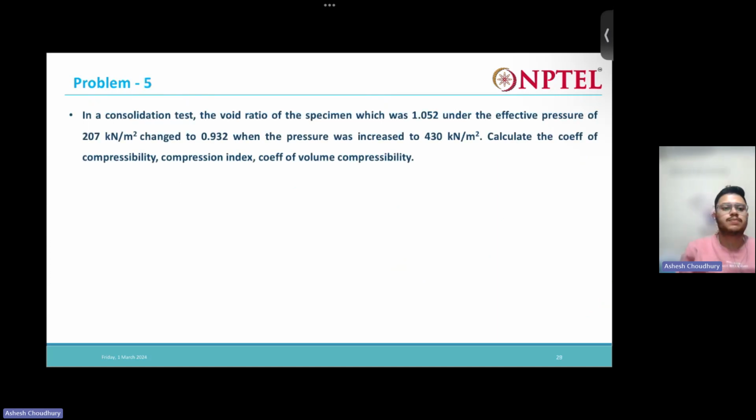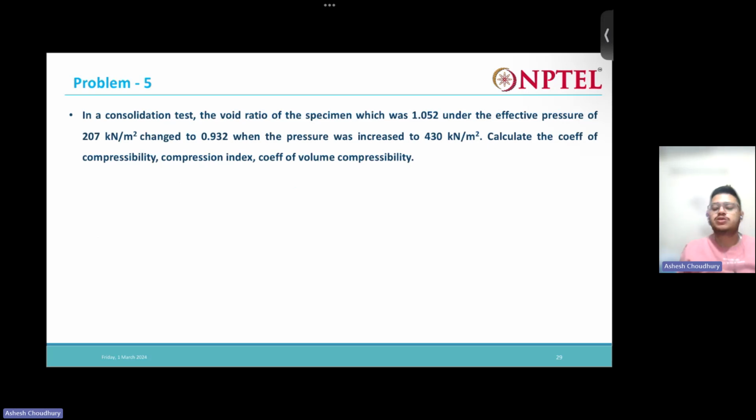Now let us see this. In a consolidation test, the void ratio of the specimen was 1.052 under the effective pressure of 207 kN per meter square, changed to 0.932 when the pressure was increased to 430 kN. Calculate the coefficient of compressibility, the compression index, and the coefficient of volume compressibility.